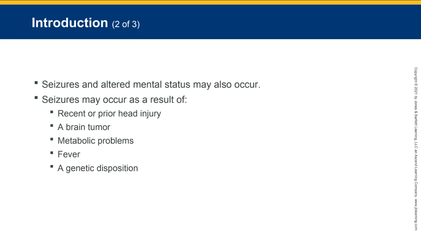Introduction still. Seizures and altered mental status may also occur. Seizures may occur as a result of a recent or prior head injury. Can be because of a brain tumor, which is abnormal growth of cells. Can be linked to metabolic problems, can be fever, febrile in nature, or it can be a genetic disposition.